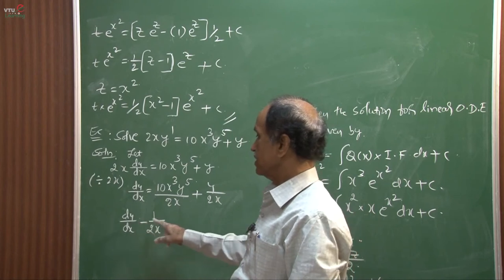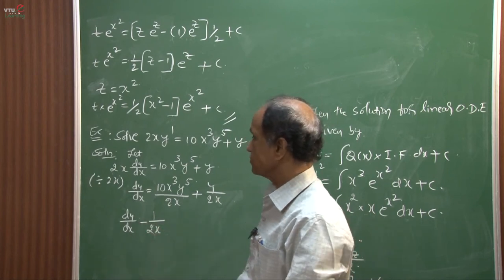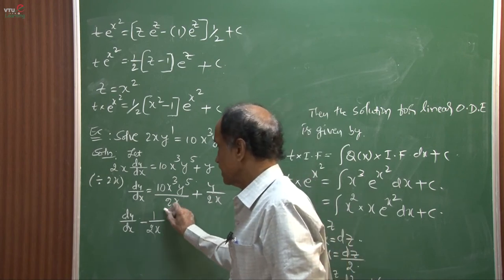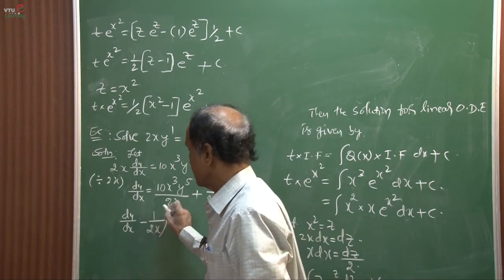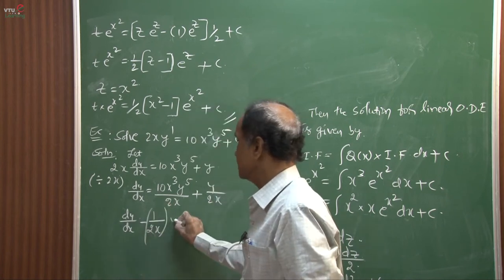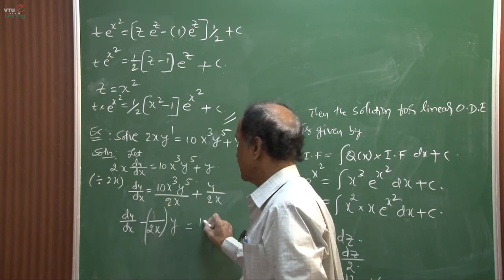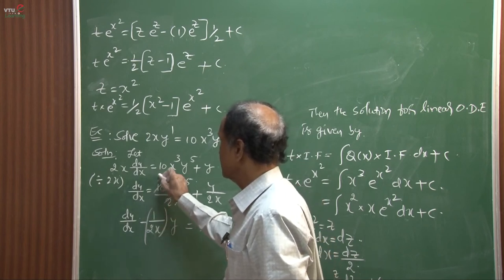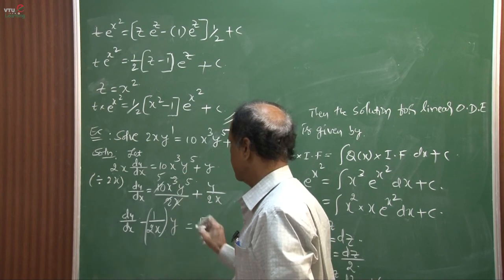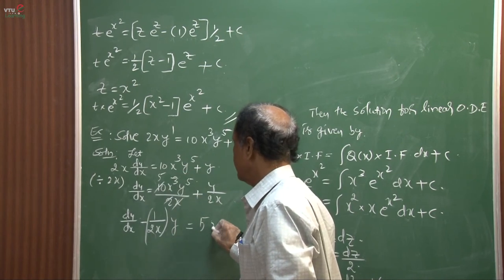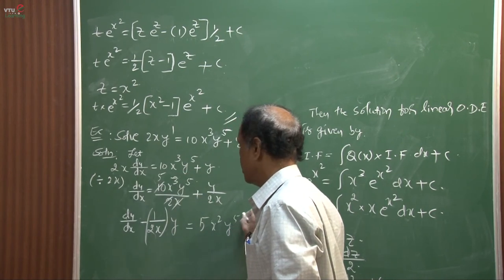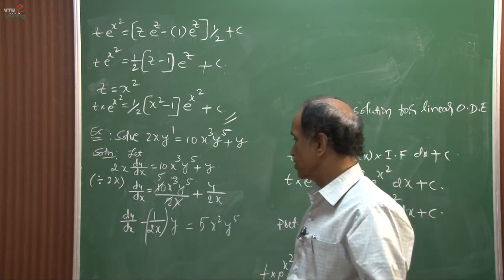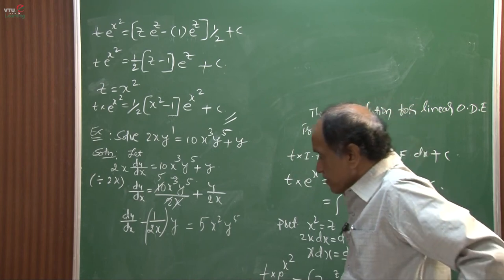So dy by dx minus 1 by 2x, I am taking to the left side as this term: minus 1 by 2x into y is equal to 10, which means 5 because 2 cancels here, 5 times, and 1x cancels, 5 into x square into y to the power of 5. This is at one stage after the simplification of the given differential equation.